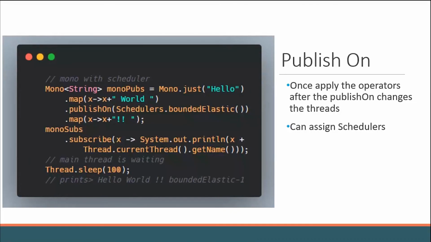And the other one is publishOn. The difference is that it affects the position in the chain. Once we call publishOn, the operators after the publishOn change the context to the scheduler defined on it. So once it finds the publishOn, this map executes on this bounded elastic, and the subscribe is called on the main thread, but this consumer will be called on the bounded elastic thread.